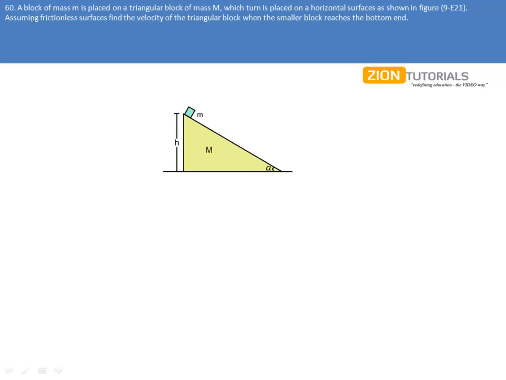As the question says, a block of mass m is placed on a triangular block of mass M, which in turn is placed on a horizontal surface as shown in the figure. Assuming a frictionless surface, find the velocity of the triangular block when the smaller block reaches the bottom end. So this block is here. When it reaches this point, we need to find the velocity of this mass capital M.